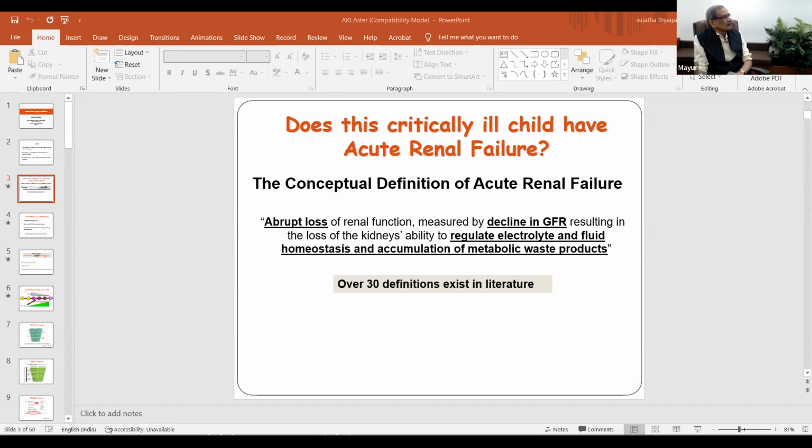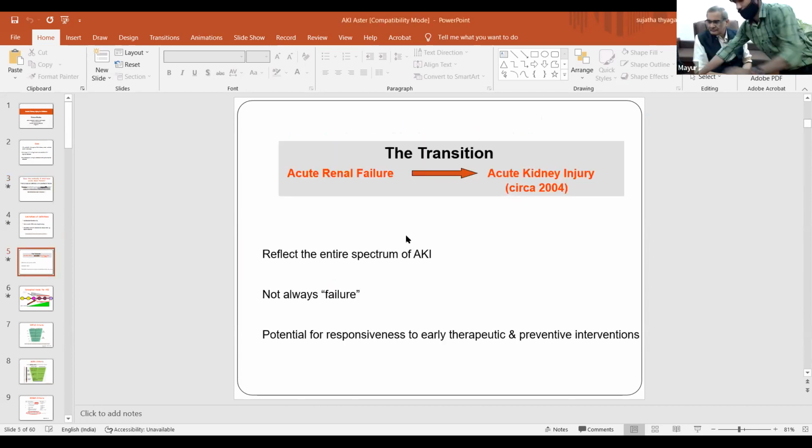Excuse me, sir, I think they are not seeing the slides moving. Again. Please wait. There seems to be some issue here. I don't have any.